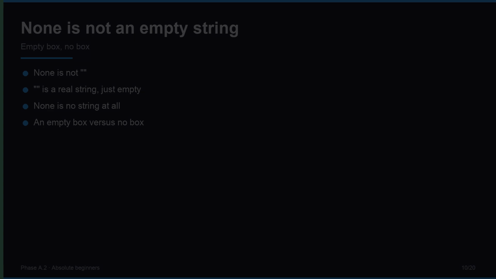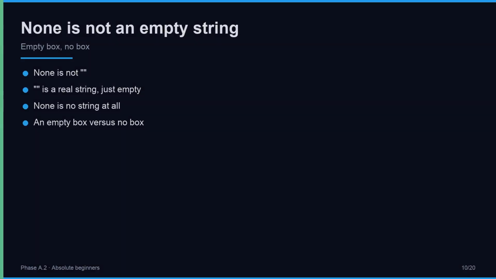The same logic separates none from an empty string. An empty string, 2 quote marks with nothing between, is a real piece of text that happens to have 0 characters. None is not text at all. Think of the difference between an empty box and no box. The empty box exists and is ready to hold something, it just happens to be empty right now. No box means there is nothing even there to fill. In data, an empty string often means blank, while none means missing entirely.